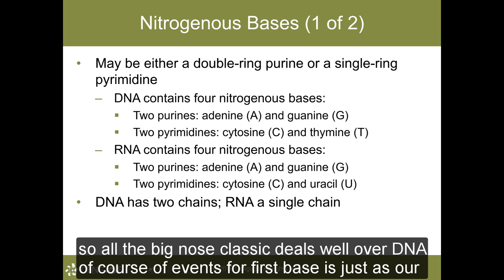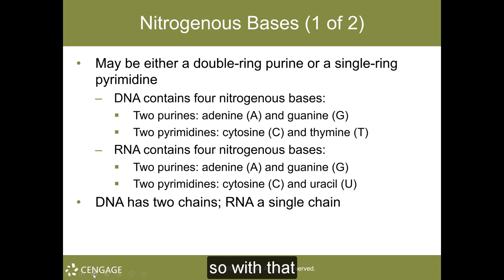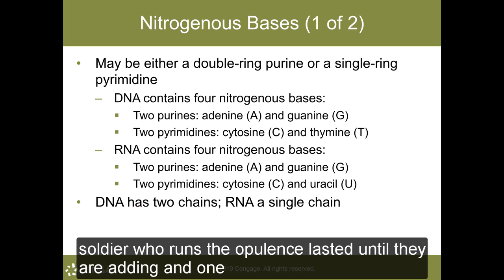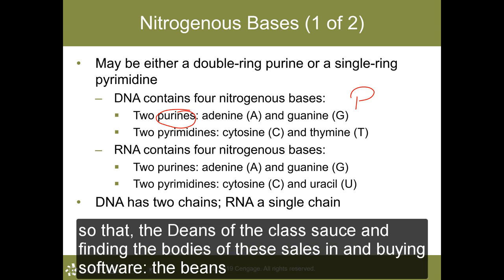So, DNA contains 4 nitrogenous bases, just as RNA contains 4 nitrogenous bases. I'll get to the difference between the two in just a moment. The nitrogenous bases are as follows. There will always be 2 purines and 2 pyrimidines. The purines for DNA are adenine and guanine. The pyrimidines are going to be cytosine and thymine.